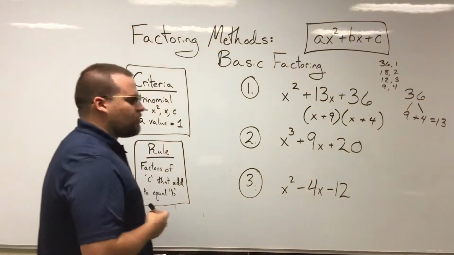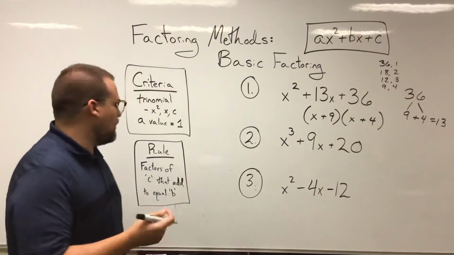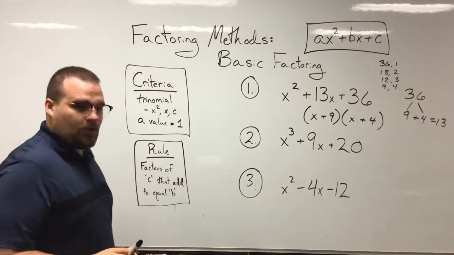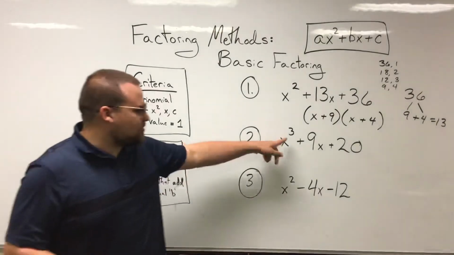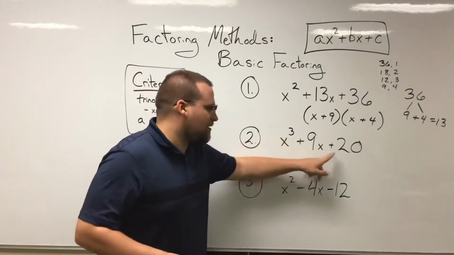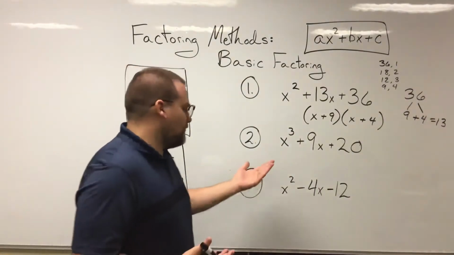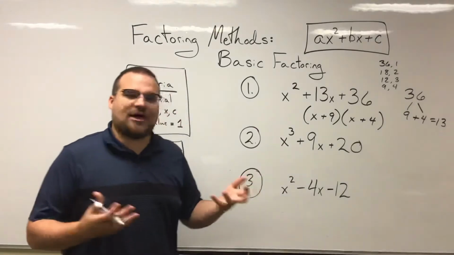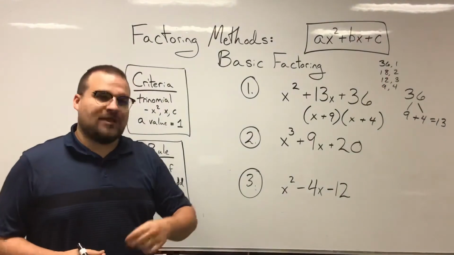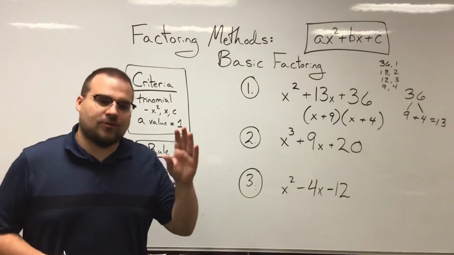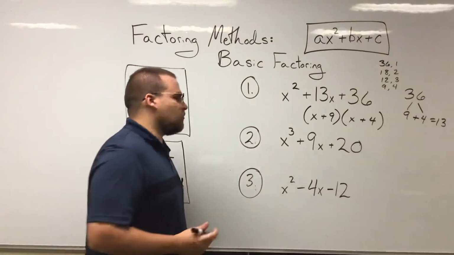Number 2 says x to the third plus 9x plus 20. Does that meet our criteria? Well, it has an a value equal to 1, but wait, something's off with it, isn't it? This is x to the third, and then x, and then 20. What's wrong with that? We can't use this type of factoring on a polynomial that doesn't have the configuration squared, to the first, constant. This isn't going to work.